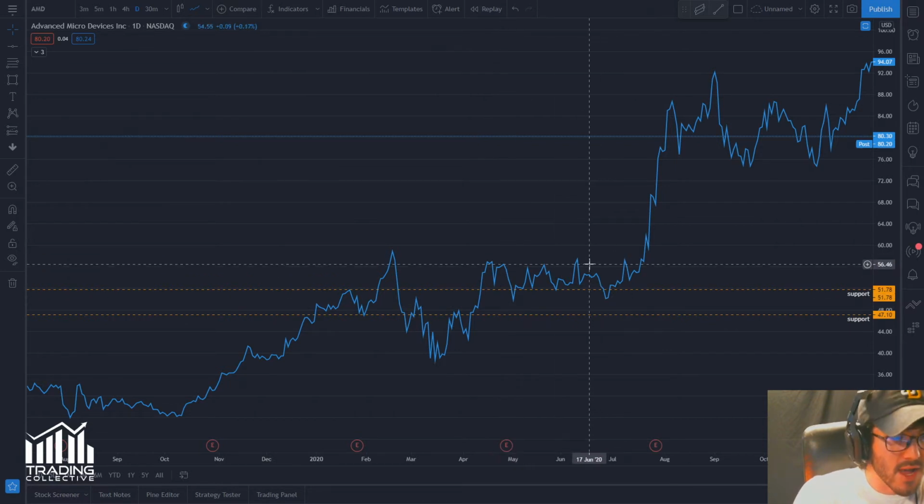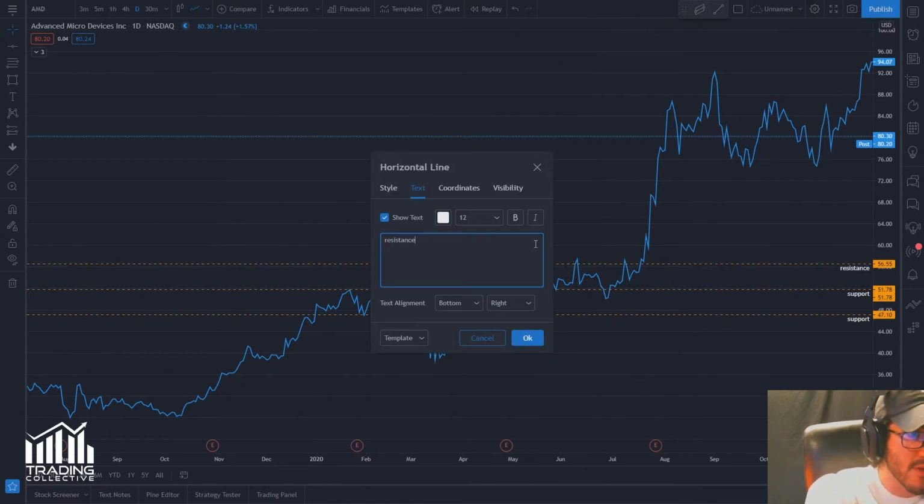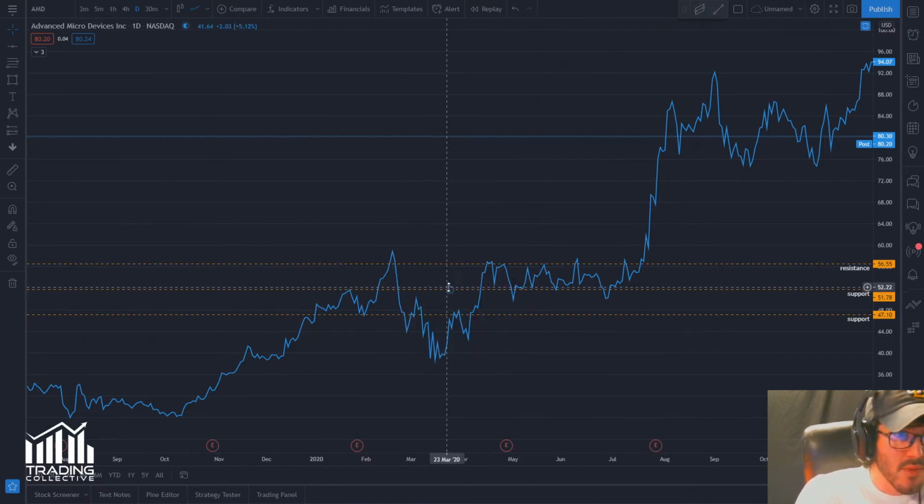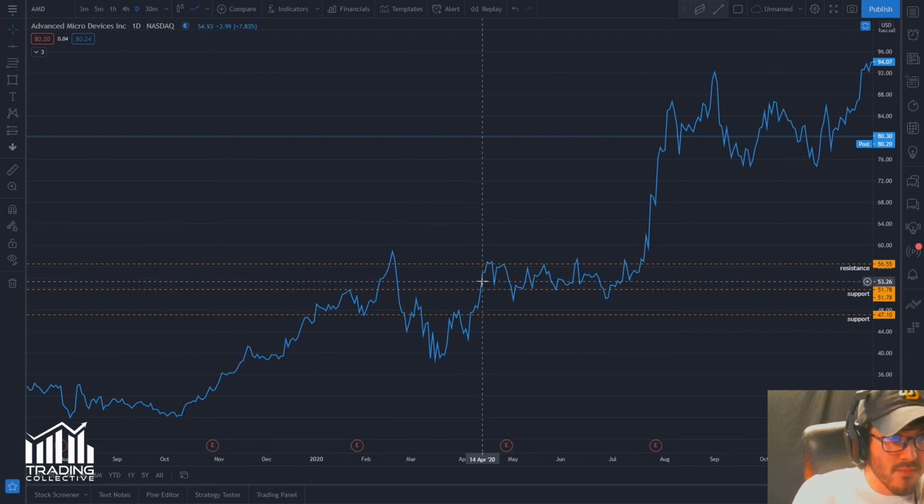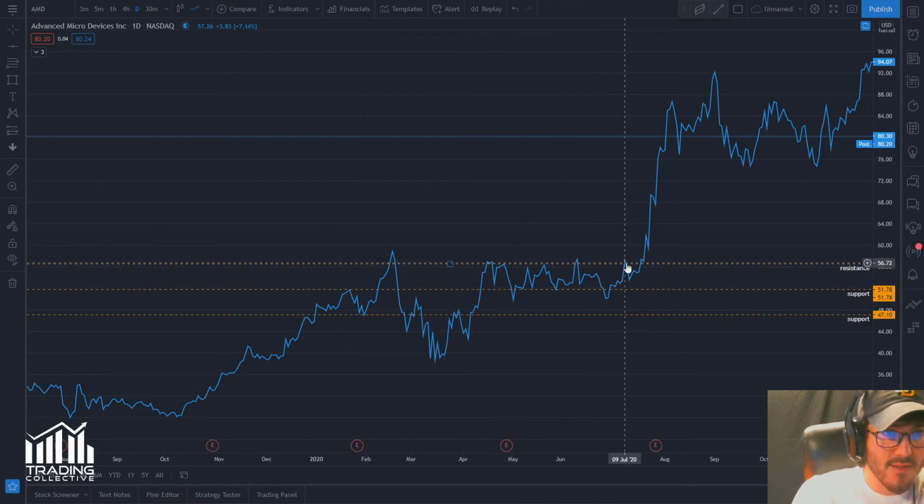Now we'll look for a common resistance point up here. Title this one resistance. And what we're seeing here is 1, 2, 3, 4, 5, 6, 7 over, falls through 8, 9, same thing here again, 10, breaks through 11.